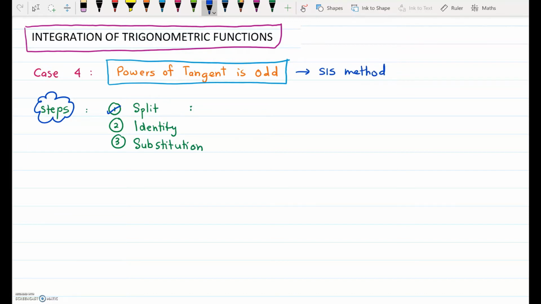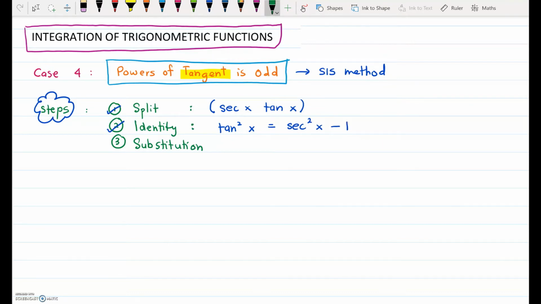Let's see the first step, which is split. In this case, the thing that you need to split is the factor of secant x tangent x. So this is the thing that we need to split. Then continue, number 2, we have to use identity. Which identity should we use? Yes, we will use the identity for tangent, and the formula will be tangent square x equals secant square x minus 1.